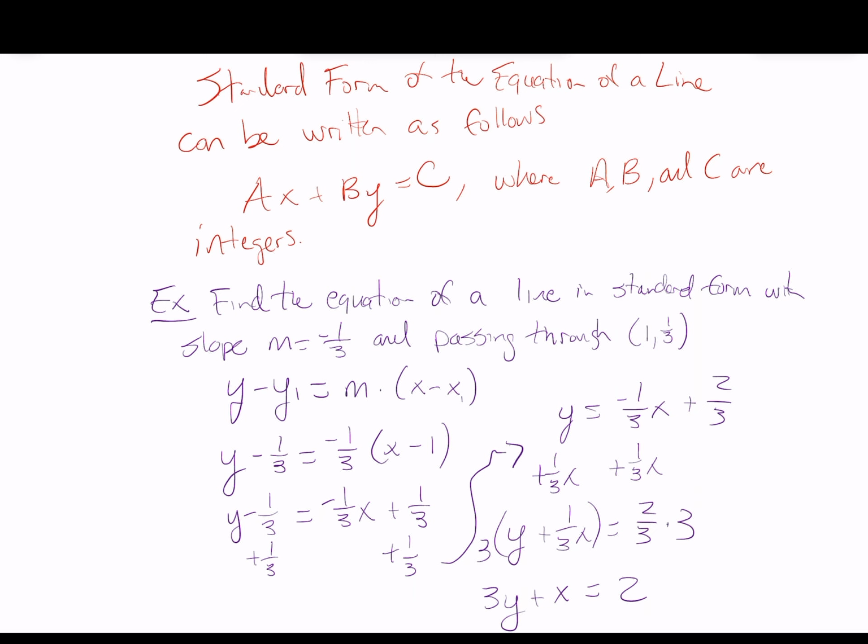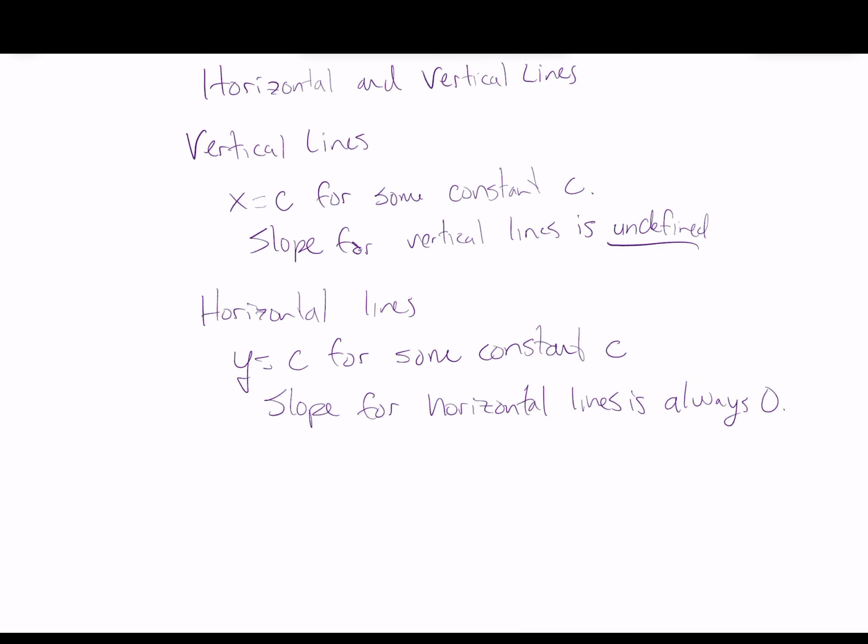Let's now consider vertical and horizontal lines. So horizontal and vertical lines. Vertical lines can be expressed by a formula x equals c for some constant c. In the case of a vertical line, the slope for those vertical lines is undefined. Now, why does that happen? Why is it undefined? Well, our formula for slope, m equal to y2 minus y1 over x2 minus x1, should give us some clues as to why this would be the case.